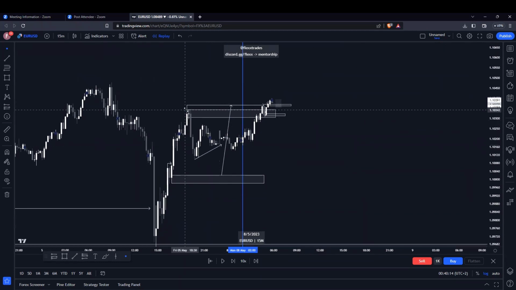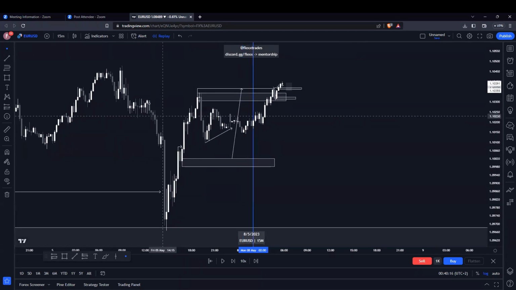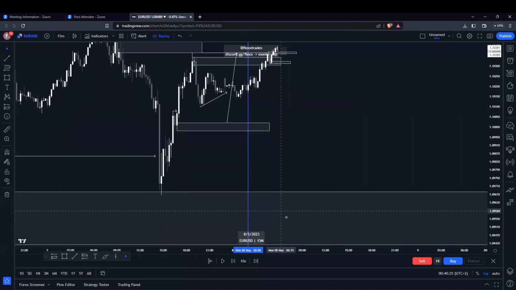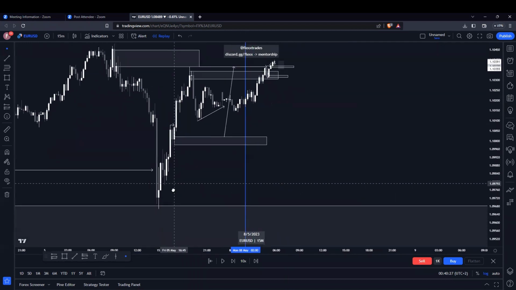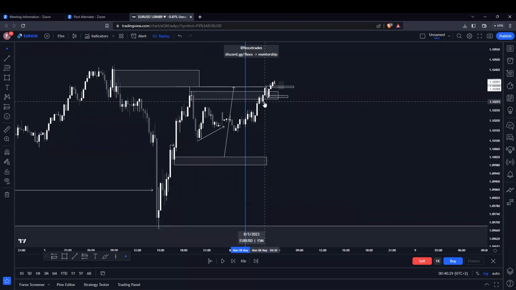So we actually are breaking this supply chain, which should hold, right? Because this is your first supply, right? This is the mitigation of your supply. Now price should go lower if price wants to be bearish, which it doesn't. And therefore, we see that price action is bullish, right?